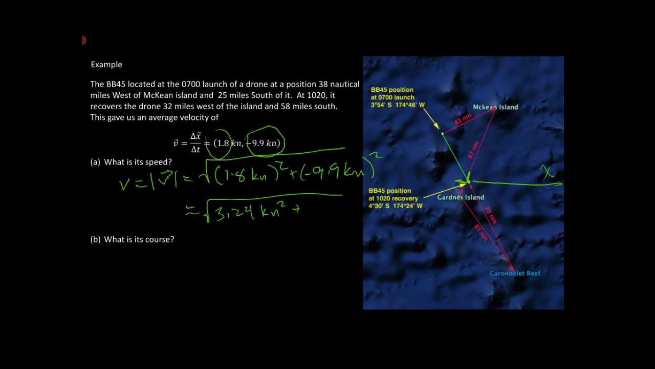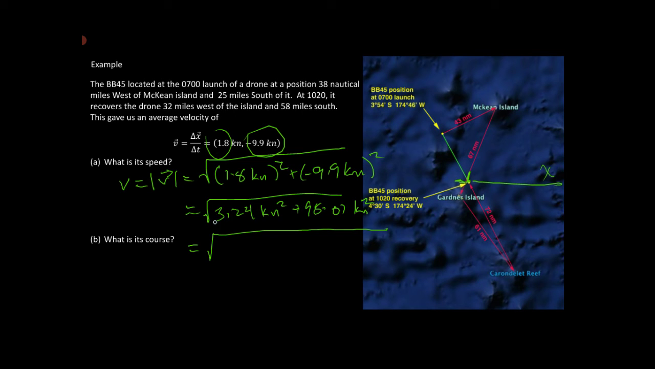Plus, is there a square knot? I don't know. 9.9 squared is 98.01 square knots. One of you probably knows a lot about knots. I don't know anything about knots.